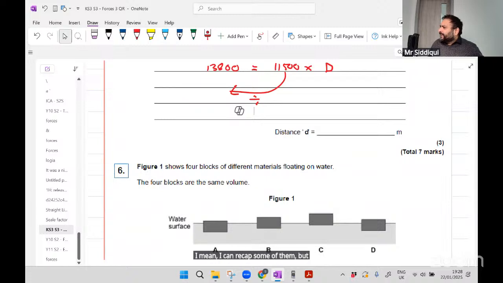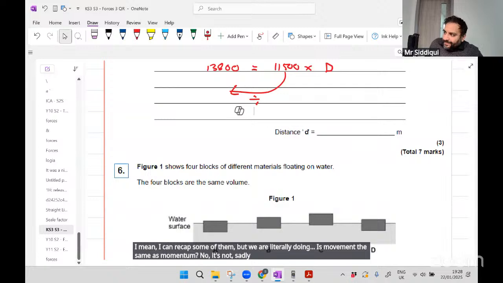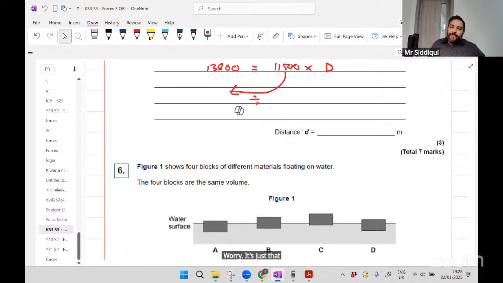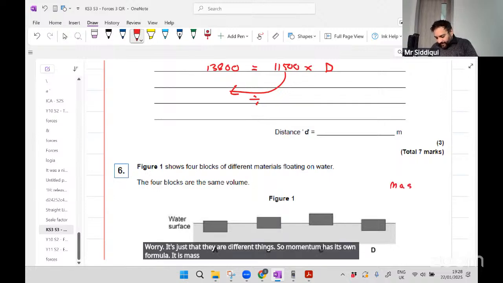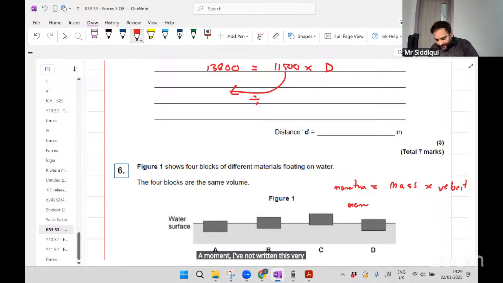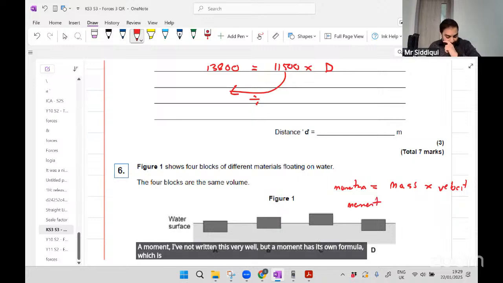We are literally doing... Is moment the same as momentum? No, it's not. Sadly, momentum is a different formula. Moment is a different thing. You may not have done much of this yet, so don't worry. They are different things. Momentum has its own formula: it is mass times velocity. A moment has its own formula, which is force times distance, as we just did.